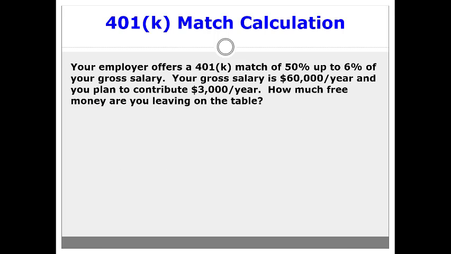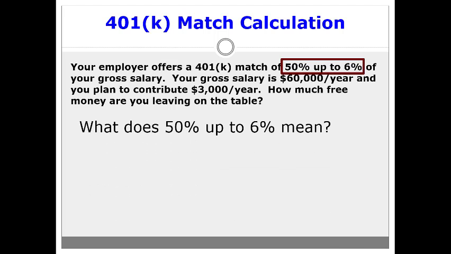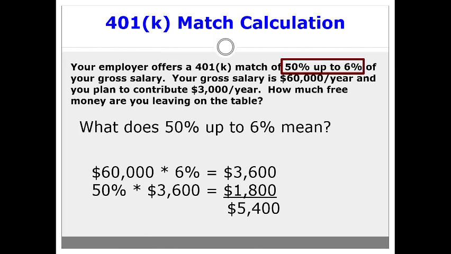Let's look at this calculation a little more in depth. What does the 50% up to 6% mean? The 6% of your gross salary is the maximum contribution to your 401k that your employer will be willing to match. If my annual salary is $60,000, then I am going to multiply that by 6% to get $3,600. This is my contribution to my 401k.